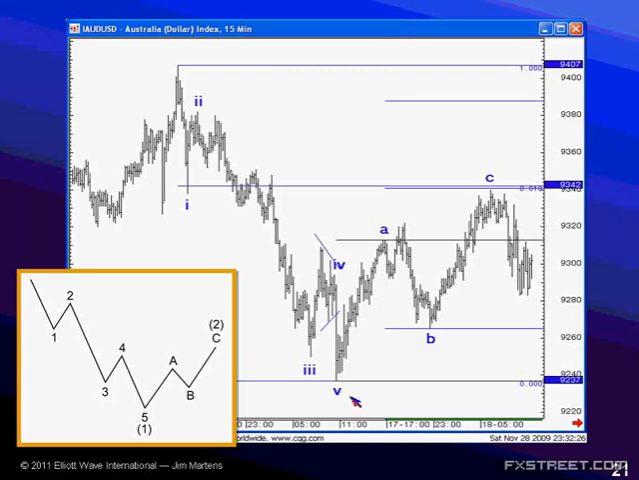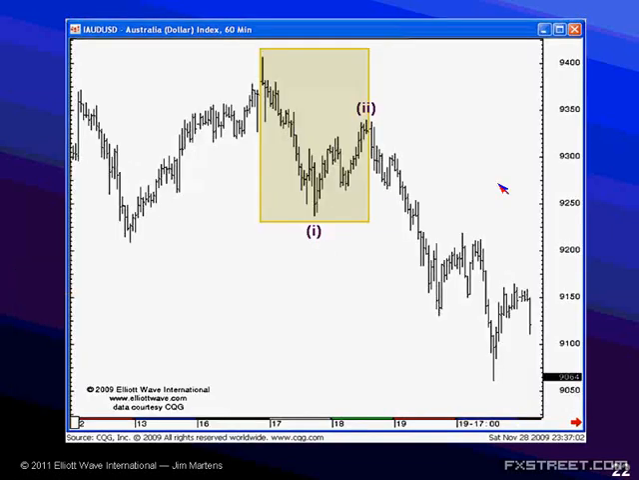That is, if the decline is going to prove corrective, that's only the first leg, wave A. The recovery in ABC would be B, so I should see another decline. The shaded area shows what we just looked at. Look what followed. We did decline, or Aussie did decline.